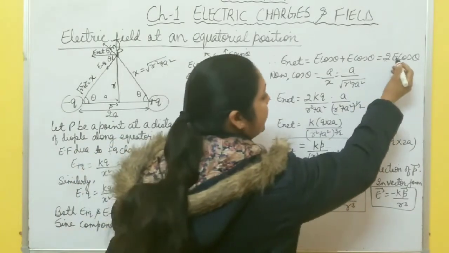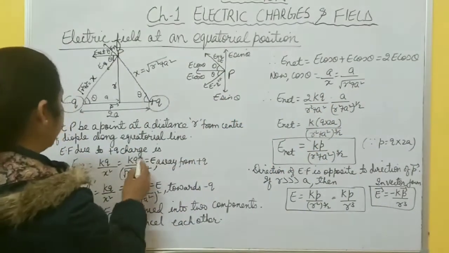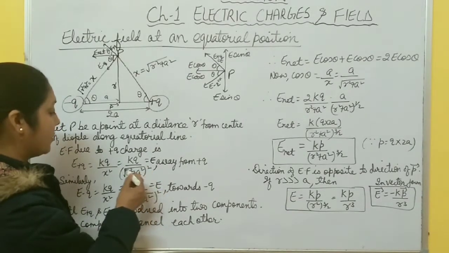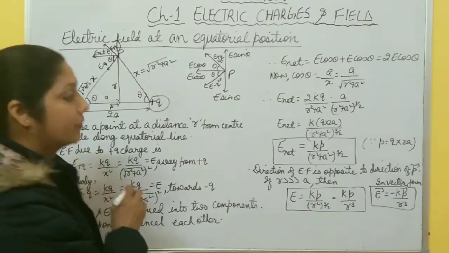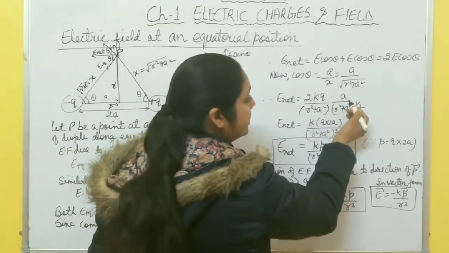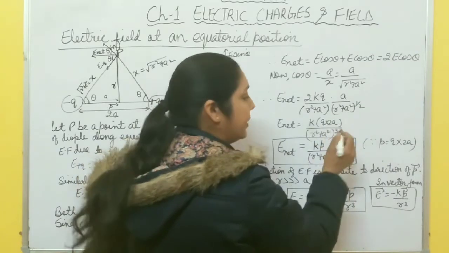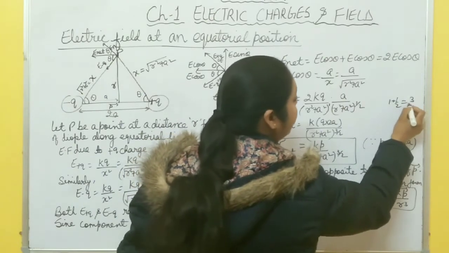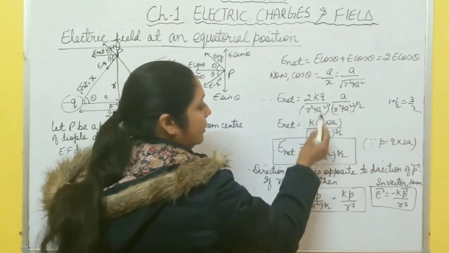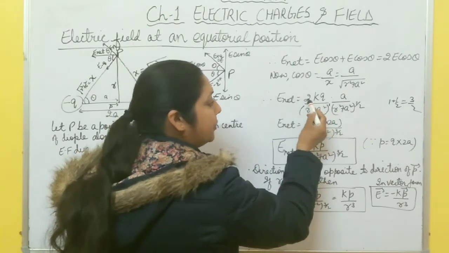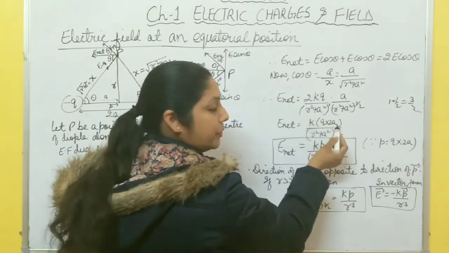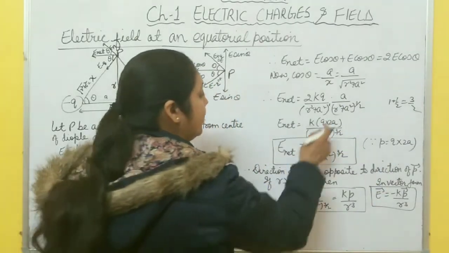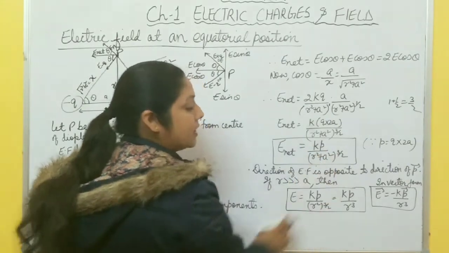Therefore E net becomes twice E. Value of E is how much? kQ by under root r square plus a square whole square. So the square and square root cancel, only left is r square plus a square, right? And here cos theta is a by r square plus a square to the power 1 by 2. Here power is 1, here is 1 by 2. So 1 plus 1 by 2 becomes 3 by 2. So here k, Q into 2a. You write 2 here, Q into 2a by r square plus a square to the power 3 by 2. You know Q into 2a is what? Dipole moment. So you write just p, kp by r square plus a square to the power 3 by 2.